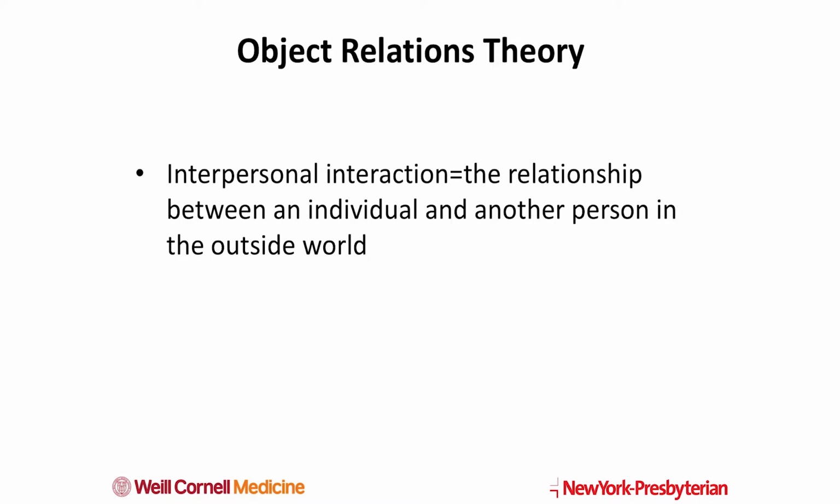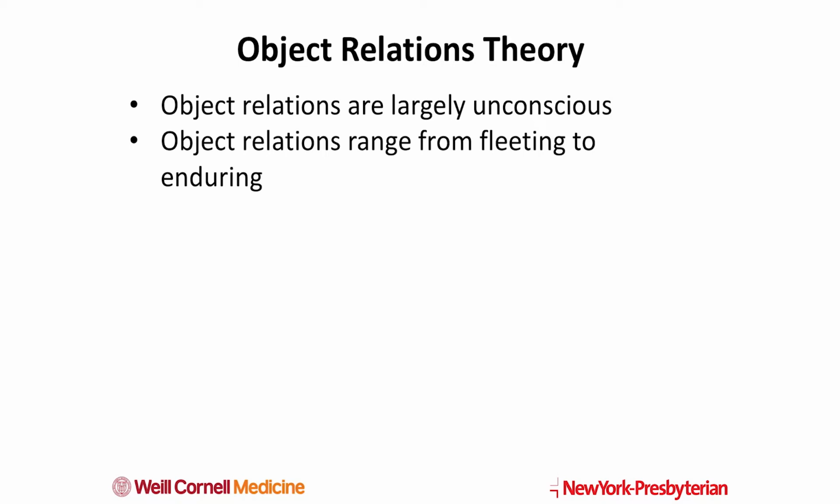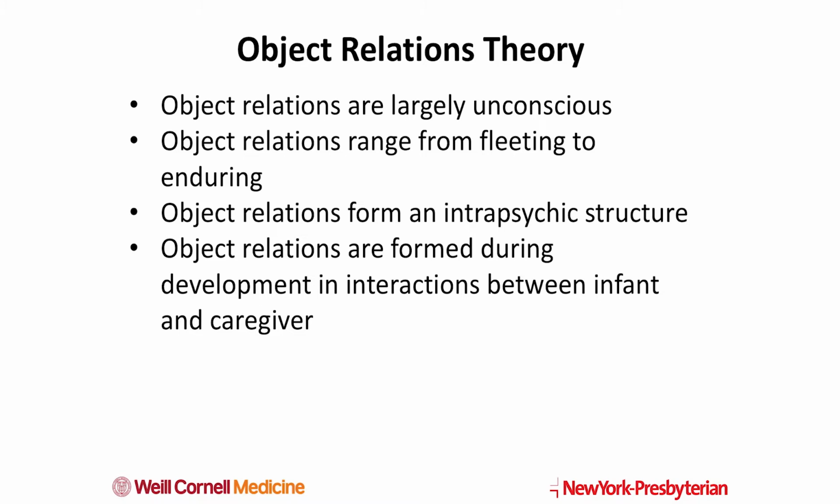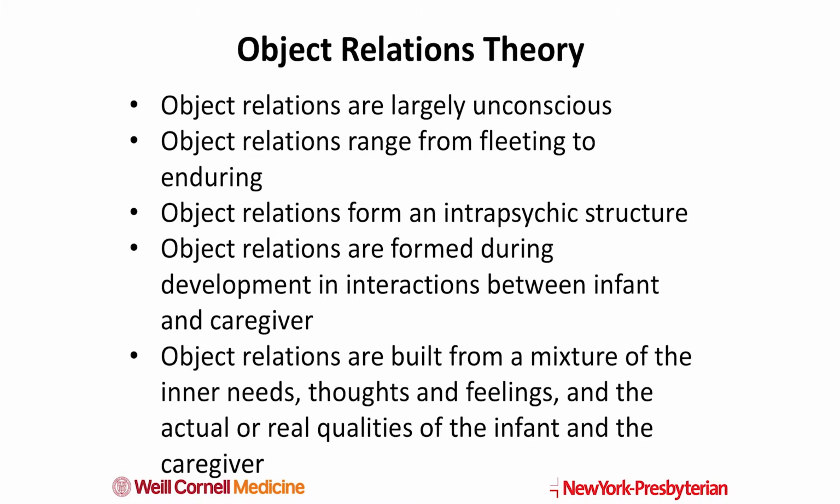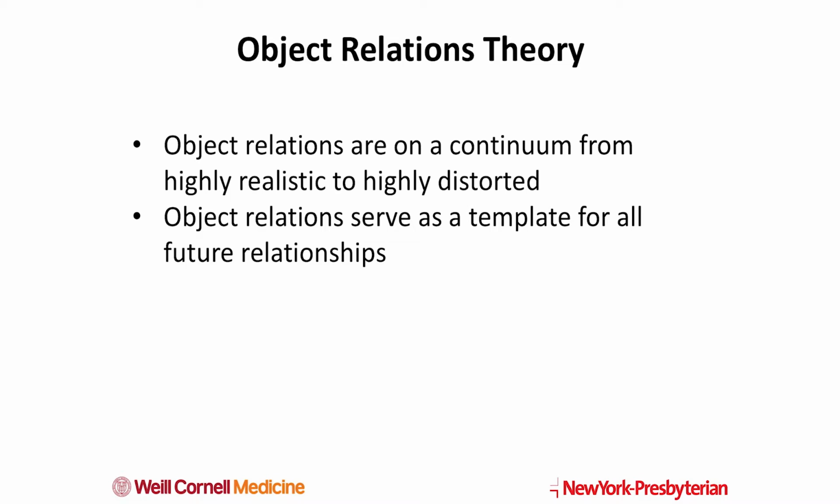Some basic facts about object relations include: 1. Object relations are largely unconscious. 2. Object relations range from fleeting to enduring. 3. Enduring object relations are examples of intrapsychic structures. 4. Object relations are formed during development in interactions between infant and caregiver. 5. Object relations are built from a mixture of the inner needs, thoughts, and feelings, and the actual or real qualities of the infant and the caregiver. 6. Object relations are on a continuum from highly realistic to highly distorted. And 7. Object relations serve as a template for all future relationships.